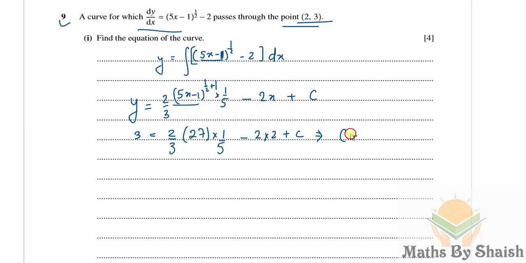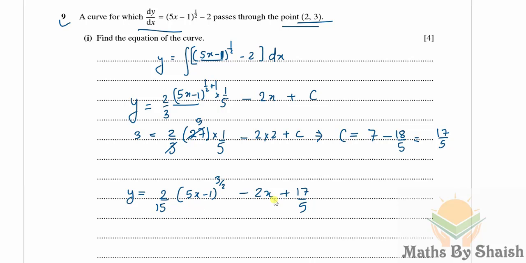So we can write from here that c is equal to 7 minus 18 over 5, as this is going to be subtracted to the other side, and 9 2s are 18 over 5. So the final answer is 17 over 5. So this is the constant of integration. That is why the equation of the curve would be y is equal to 2 over 15 times (5x minus 1) to the power 3 by 2 minus 2x plus 17 over 5.